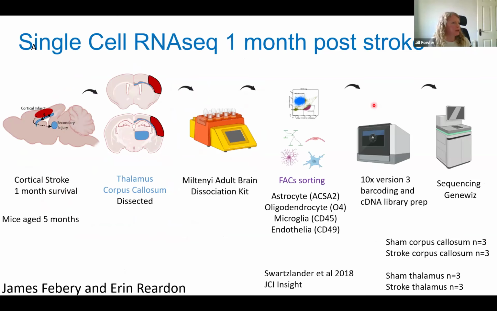In this specific experiment, I undertook stroke in mice that were aged 5 months, and these mice survived for a further 1 month. Then I dissected out the thalamus so we could look at the grey matter changes associated with secondary neurodegeneration, and also the corpus callosum to look at white matter tract changes. We dissociated the cells with the Miltenyi adult brain dissociation kit and used a panel of their antibodies, which allowed us to extract the key glial cell populations: astrocytes, oligos, microglia, and endothelia.